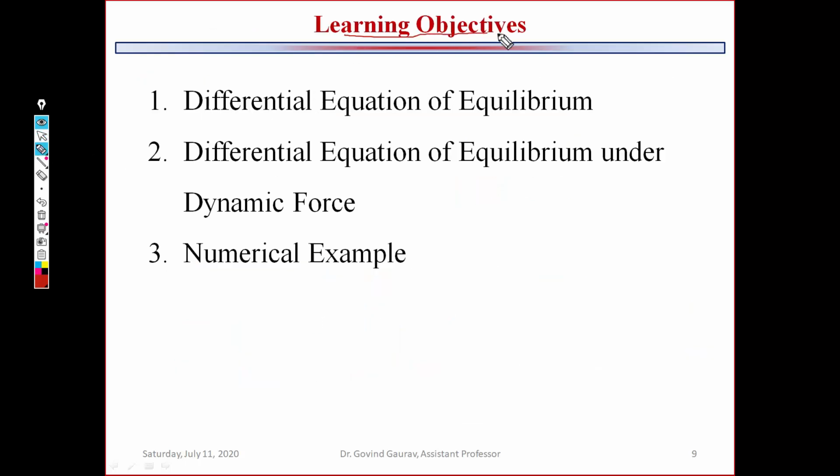So the learning outcomes of this session are: the first one is that we have derived the differential equations of equilibrium under the static equilibrium conditions. We have derived the differential equations of equilibrium under the dynamic force. Under the effect of the dynamic force, our additional term, mass into acceleration, would come into the picture, whereas in the case of static equilibrium, the RHS will be equal to 0. Thereafter, we have illustrated through an example how to find out the body forces if a system has to remain in static equilibrium. This is for this session.